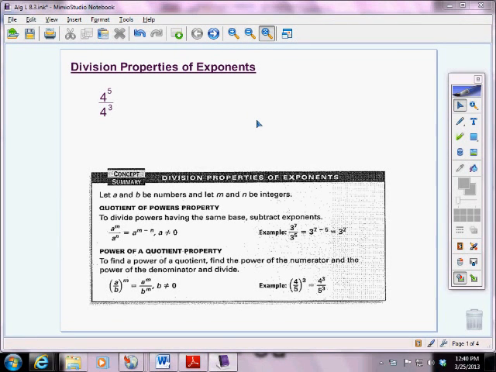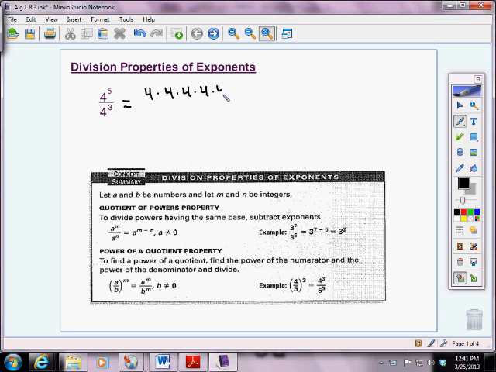Just as we have multiplication properties of exponents, we also have division properties of exponents. Take a look at this example right here. We have 4 to the 5th over 4 to the 3rd. Basically, what that means is 4 times 4 times 4 times 4 times 4. We have 5 4s being multiplied together. On the bottom, 4 to the 3rd means 4 times 4 times 4.